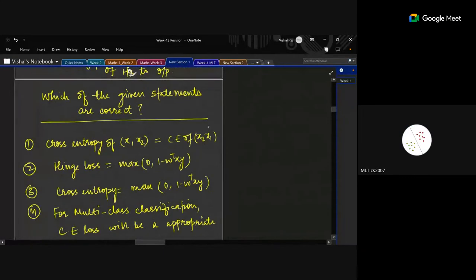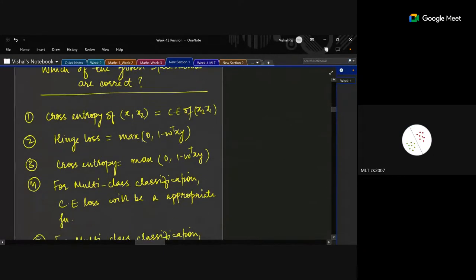This is an important one. Which of the following statements are correct? What is cross entropy? If you have to calculate the cross entropy of x1, x2, is it the same as the cross entropy of x2, x1? No, right? It's not commutative. And for hinge loss, is this the formula for hinge loss? This is incorrect, right? I already told you the cross entropy.